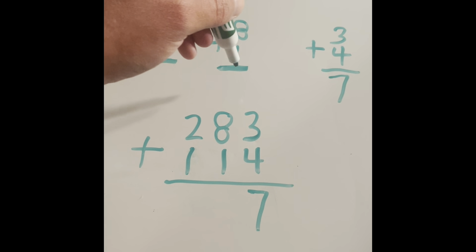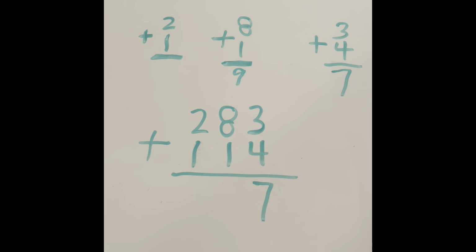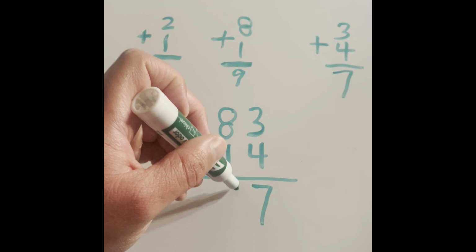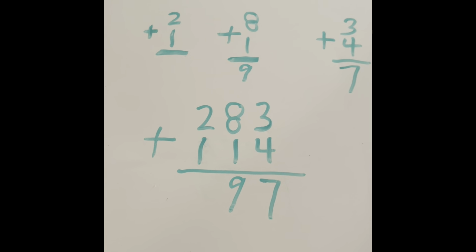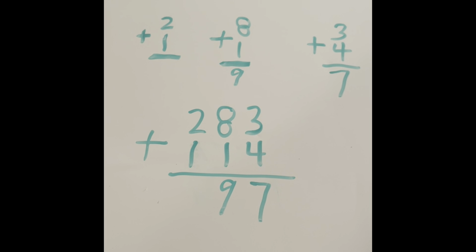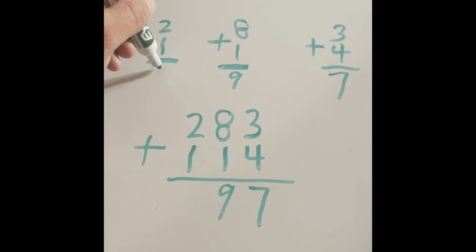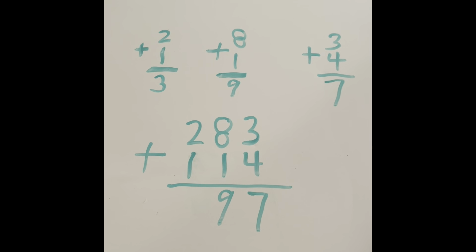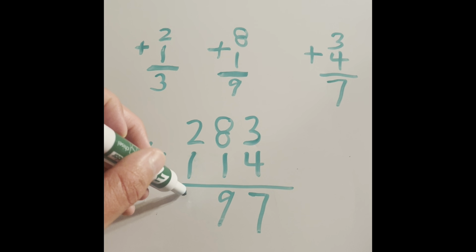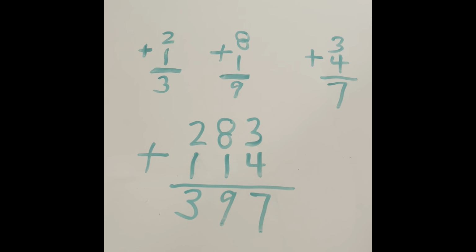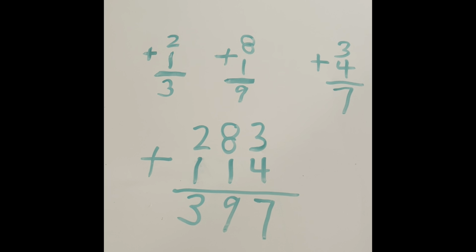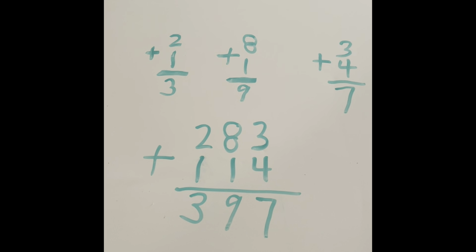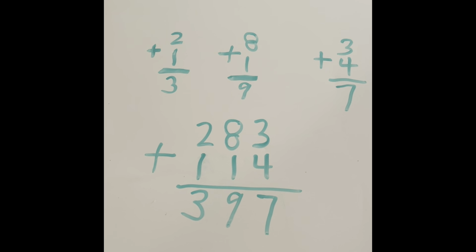8 plus 1 equals 9. So 9 is the sum of the digits in the tens place. 2 plus 1 equals 3. 3 is the sum of the digits in the hundreds place. And we now have our final answer. 283 plus 114 equals 397.